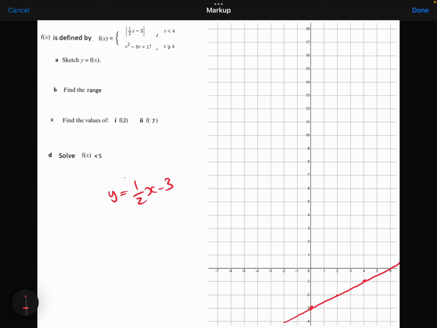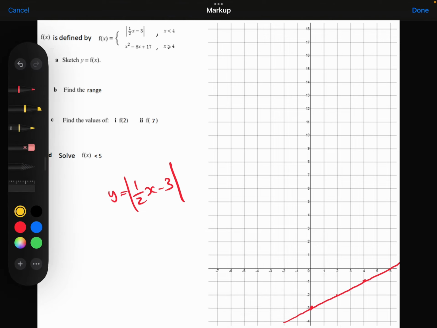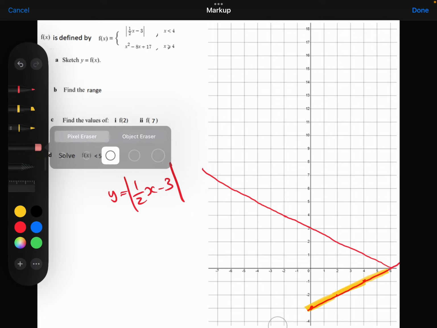But if I do the modulus of that, that's going to take all of the negative y values, so all of these y values down here, and it's going to multiply all of those by -1 to turn them positive. So that part of the graph is going to reflect and now be like this. So that's the graph of the modulus of a half x minus 3.